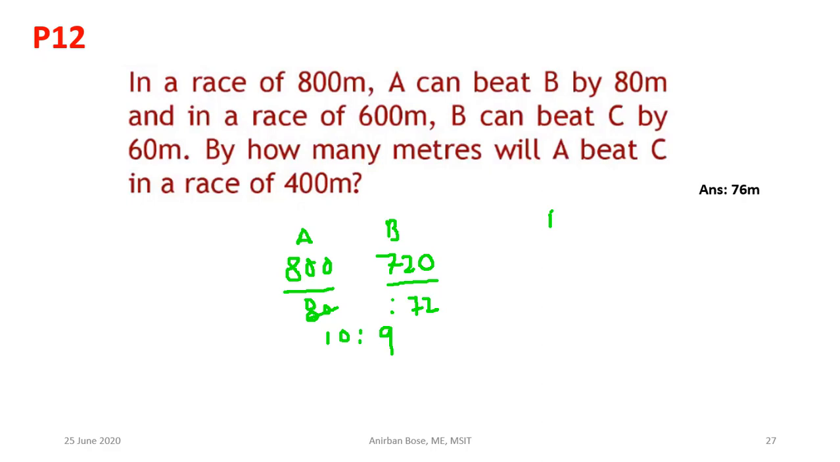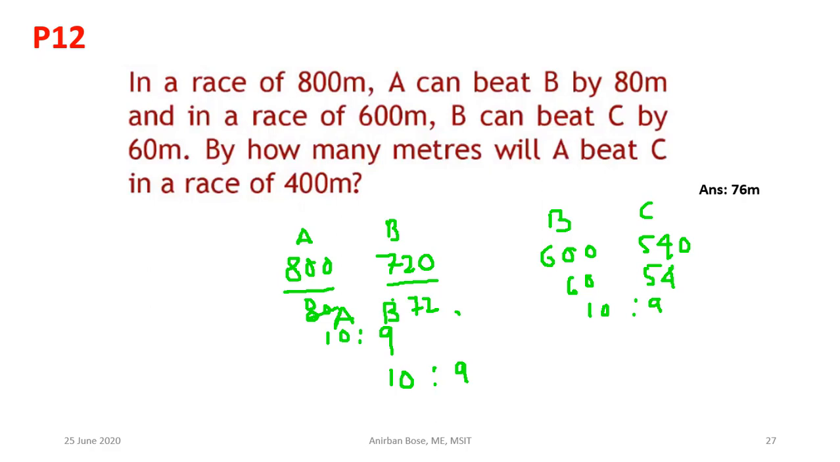Now see for B and C, in a similar way. When B moves 600 meter, then C moves 540, because 60 meter less. So what is the ratio? The ratio is 60:54, that means 10:9, right? So A is to B is 10:9, and B is to C is 10:9. So here it is A, here it is B, and here it is C.